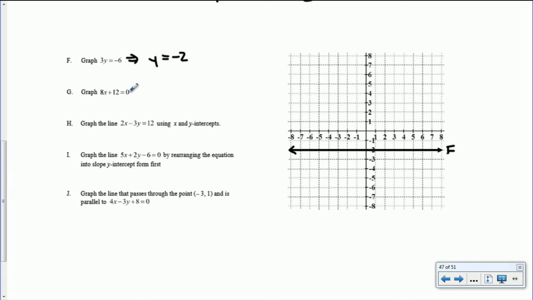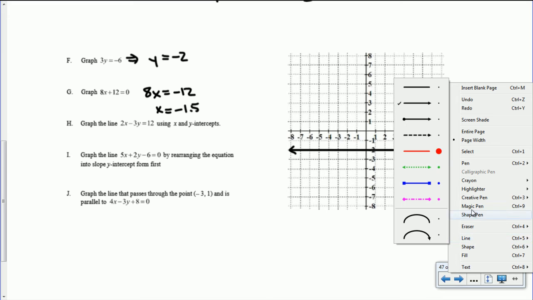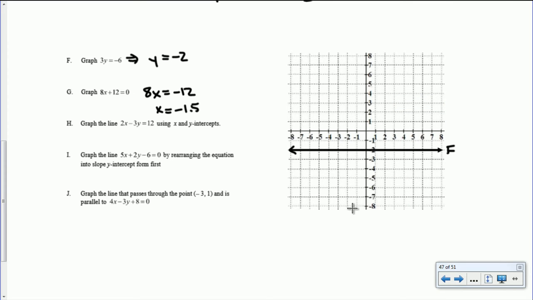Okay, next one, maybe isolate this for x and see what happens. So 8x equals minus 12. Divide both sides by 8, so we get negative 12 over 8. Negative 12 over 8 works out to negative 1.5. So x equals negative 1.5. So that would be here. And that is G.